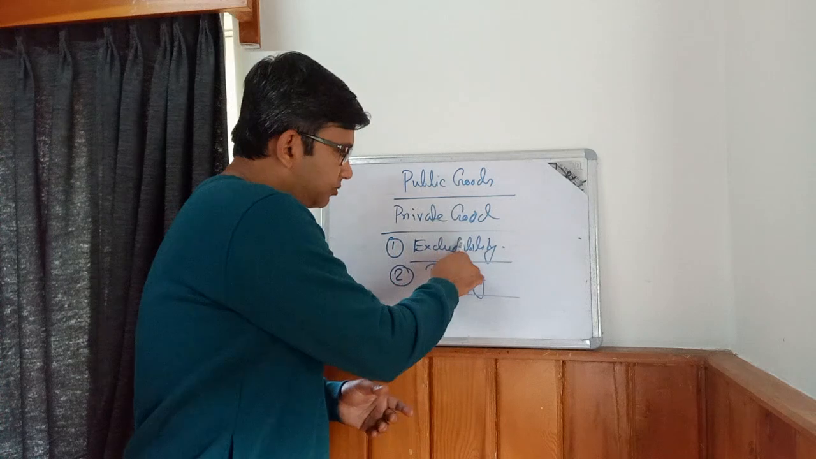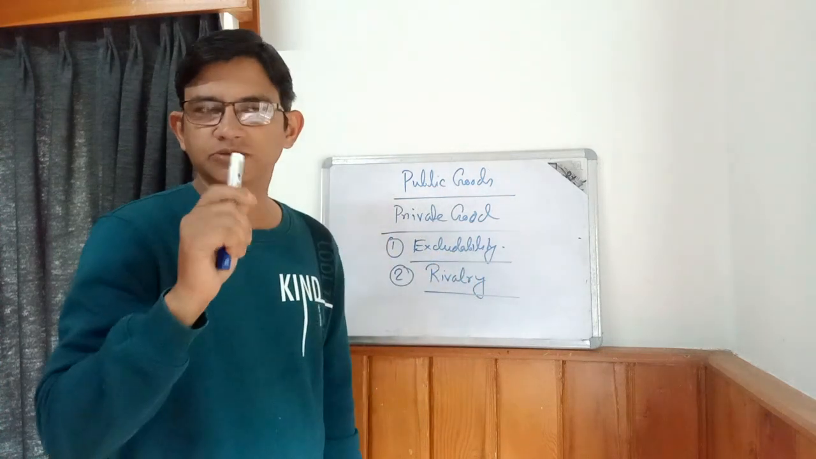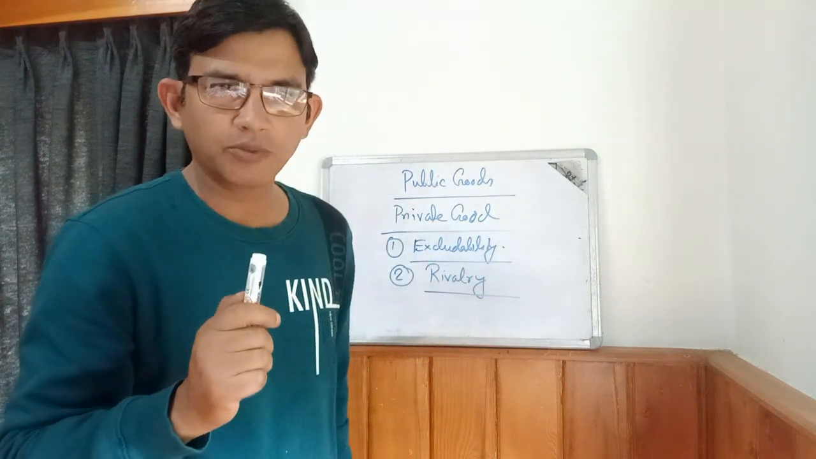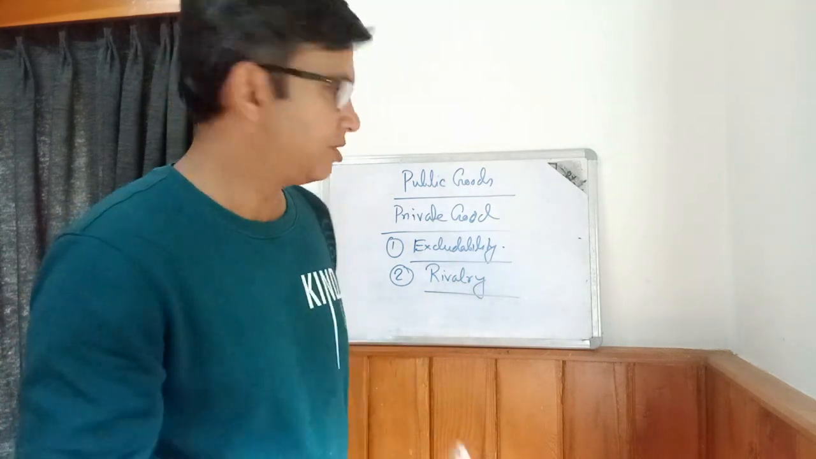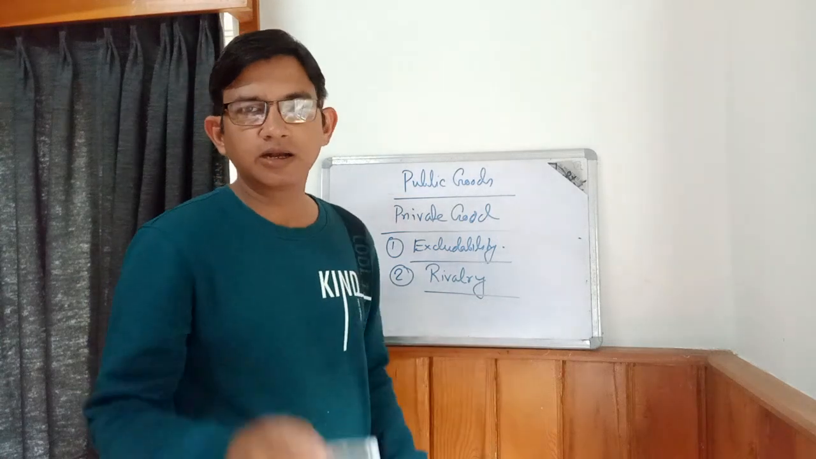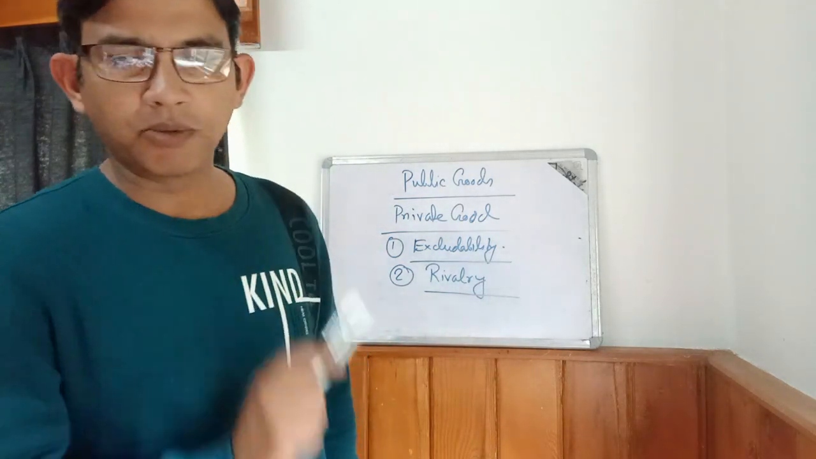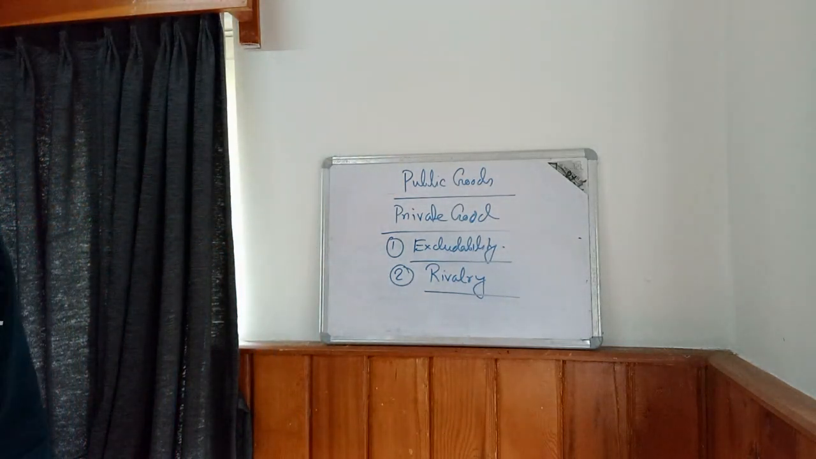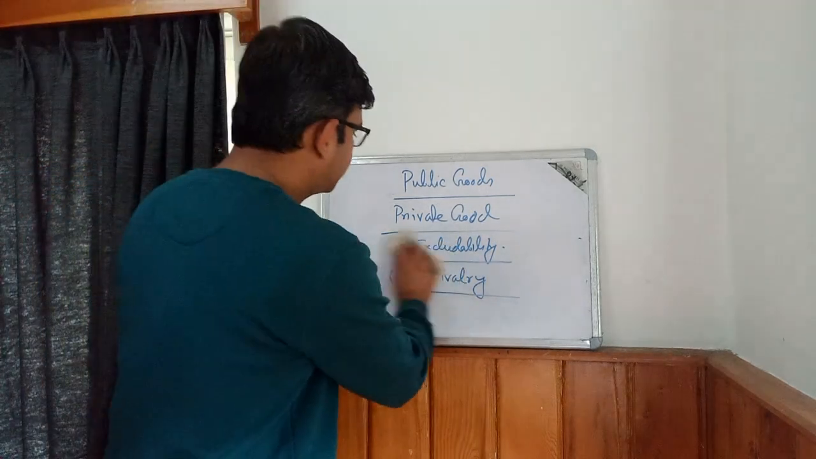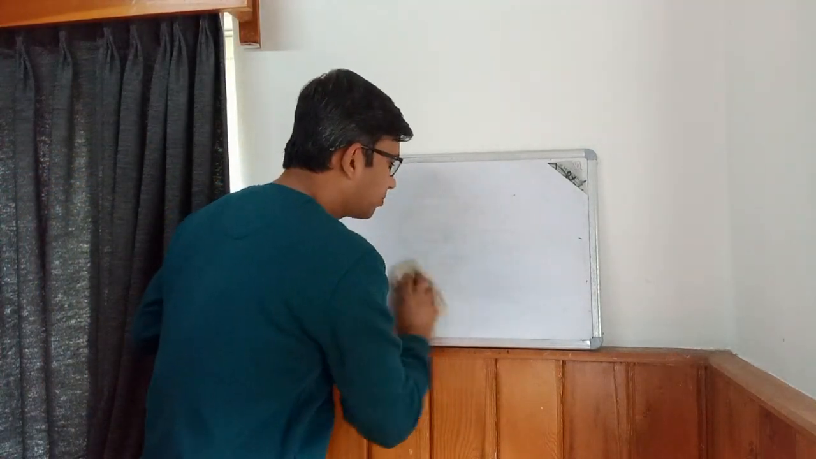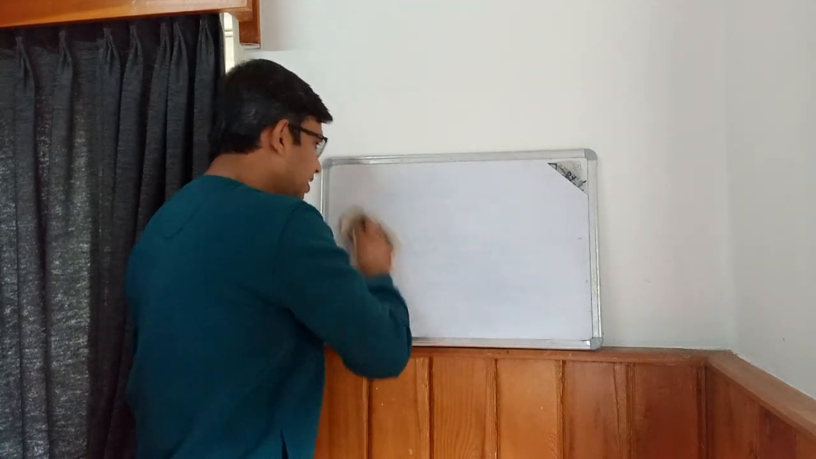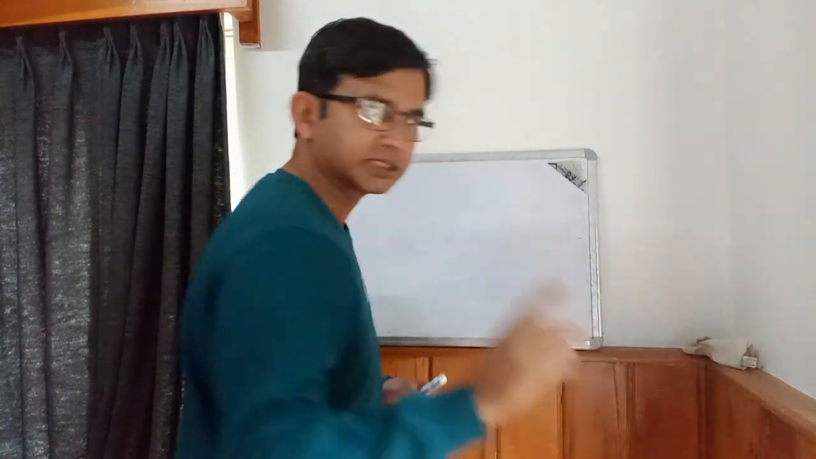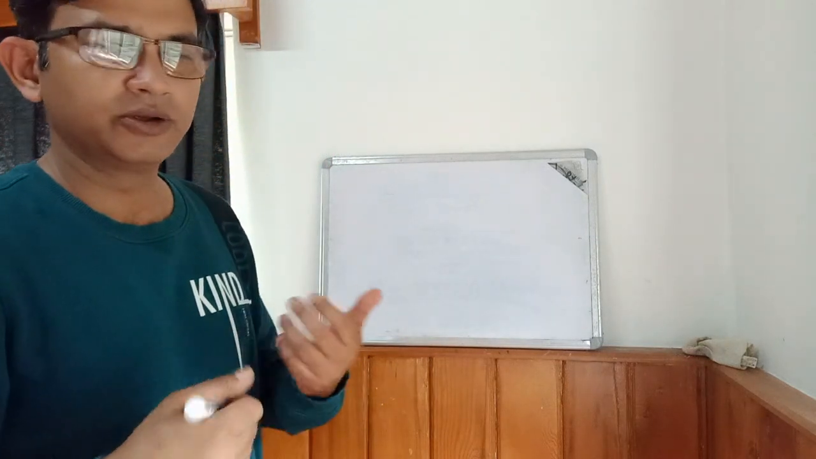So if any one of these two conditions is violated, we call it a case of an impure public good. But if both conditions are violated, we'll call it a pure public good. So now let's come to the next point. Let's show examples of pure and impure public goods. First, let's start with an impure public good.